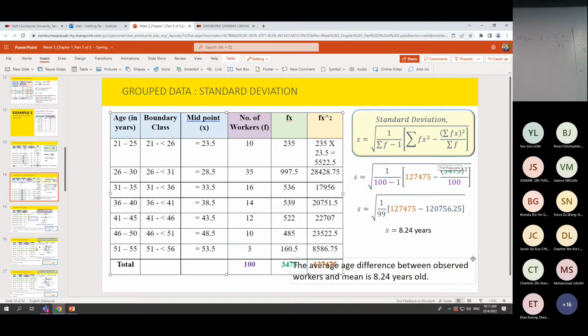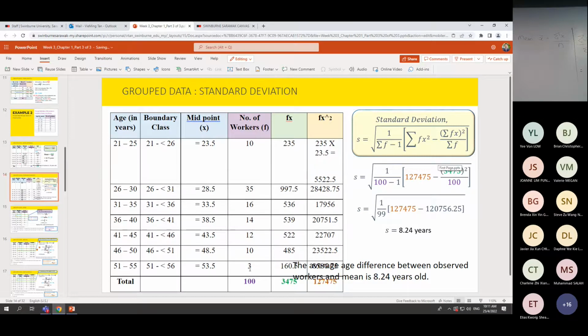Once you have the fx squared value, we can substitute the numbers into each variable of the standard deviation formula. We start from here. Total f is 100, so substitute 100 here. Minus 1 is the constant number. Total fx squared comes from this column. Total fx comes from this column. Substitute this value, 3475, here. Remember to put brackets and power 2.